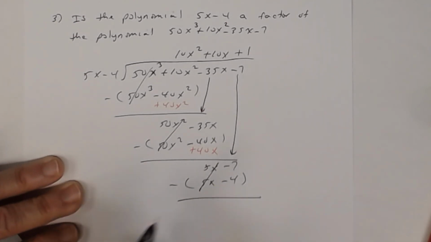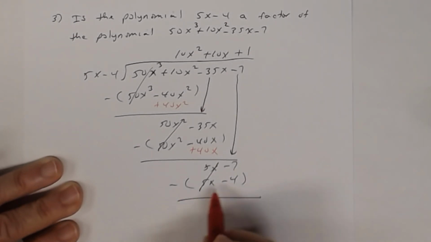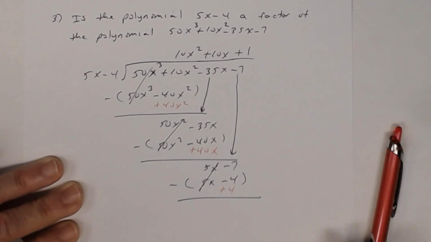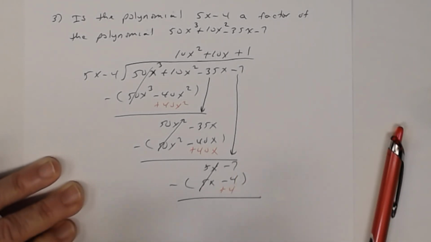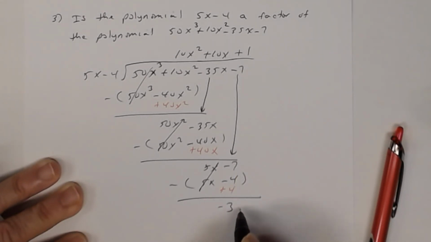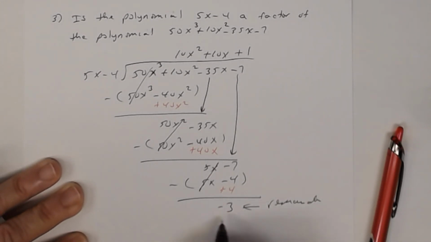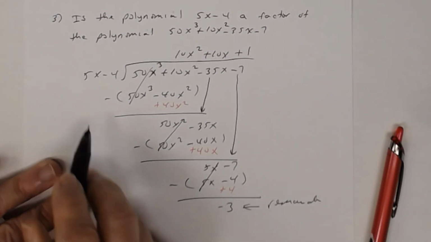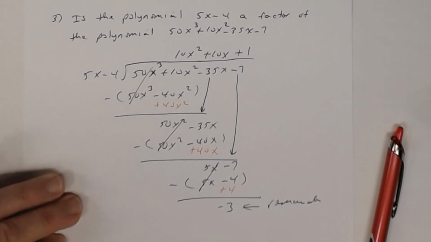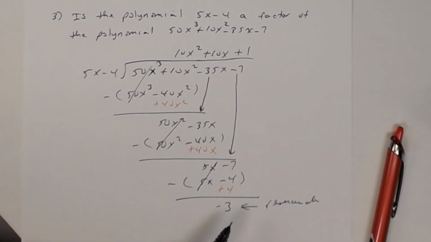A negative 7 subtract a negative 4. So subtracting negative 4 means adding 4. So negative 7 plus 4 is a negative 3. So notice this is a remainder. You stop because the degree of a constant is 0, and 0 is less than the degree here, which is 1. All right, so the remainder is not 0, right?